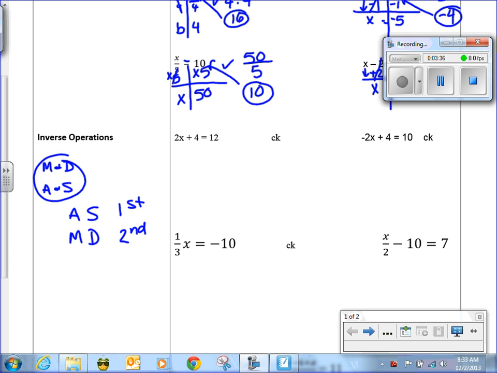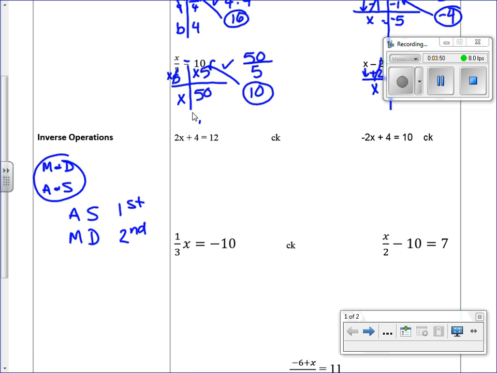When I'm doing this, I always want to solve for the variable. Basically, my variable wants to be on the side all by itself. It doesn't want to hang out with any numbers. The 4 is what we call a constant. The 2 is what we call a coefficient. It doesn't want to hang out with any of those guys. It wants to be on the side of the equation all by itself, and that's what we try to solve for.